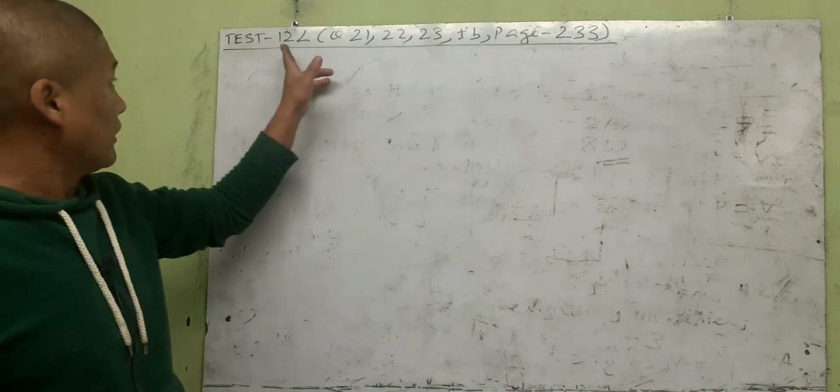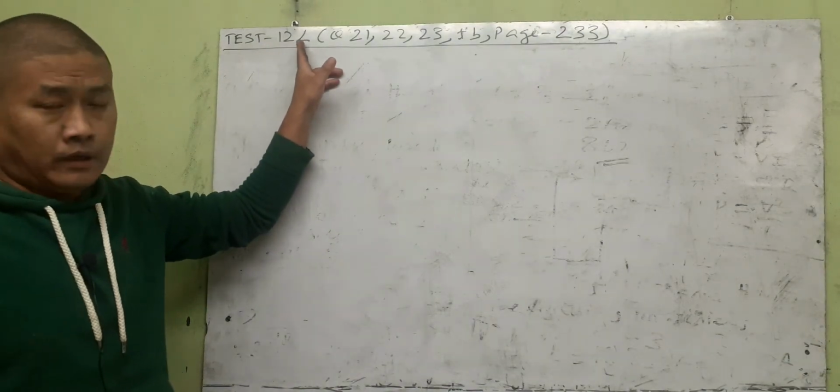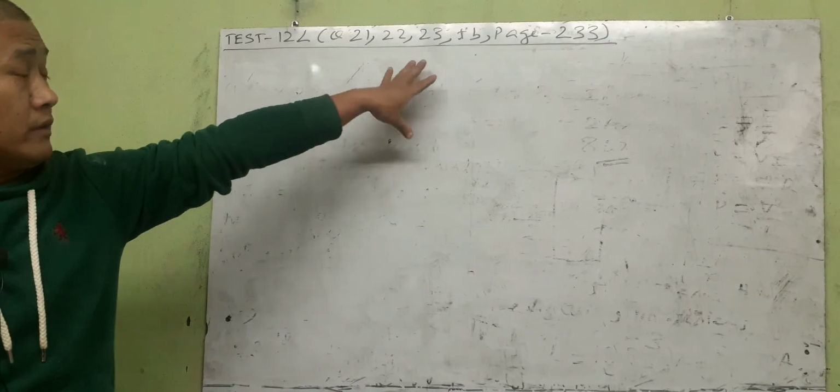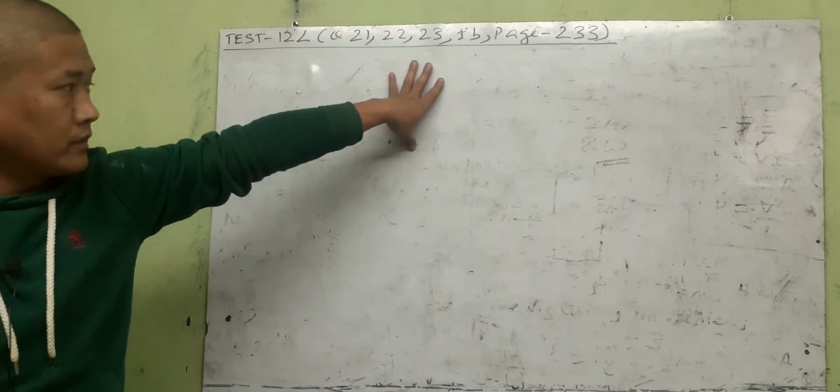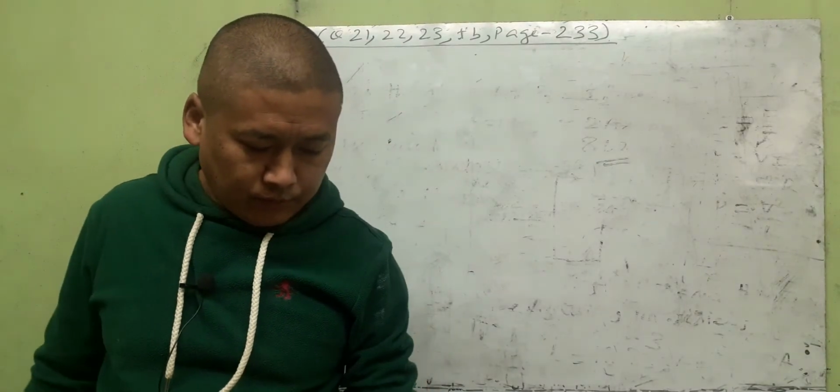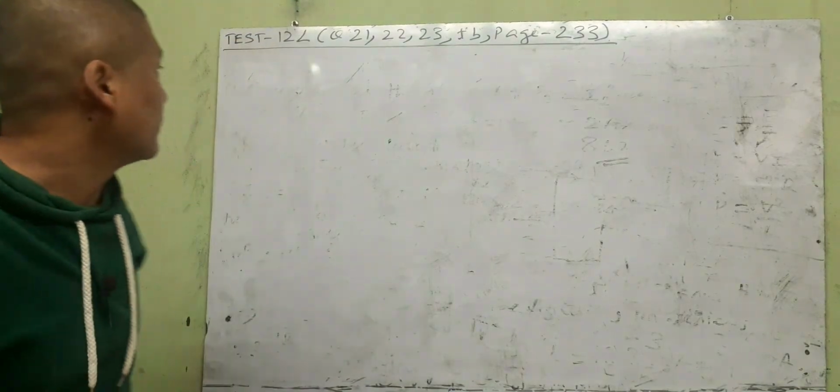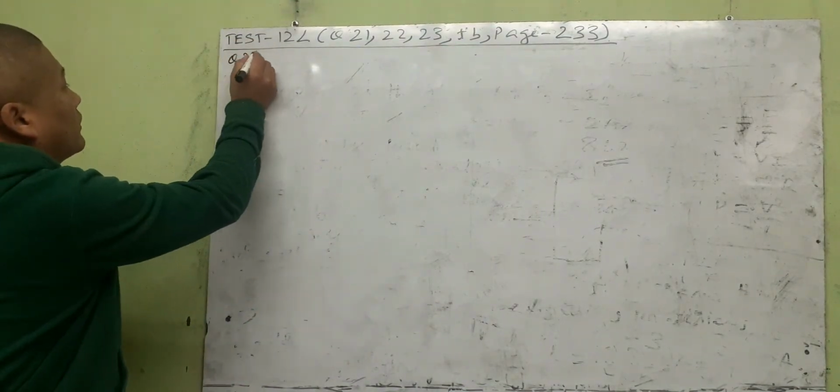Okay, so let us go to the next test part, 12L. This is the last numerical test for chapter 12, Electricity, class 10, okay? Question number 21 on page 233. So let me read the question for us.